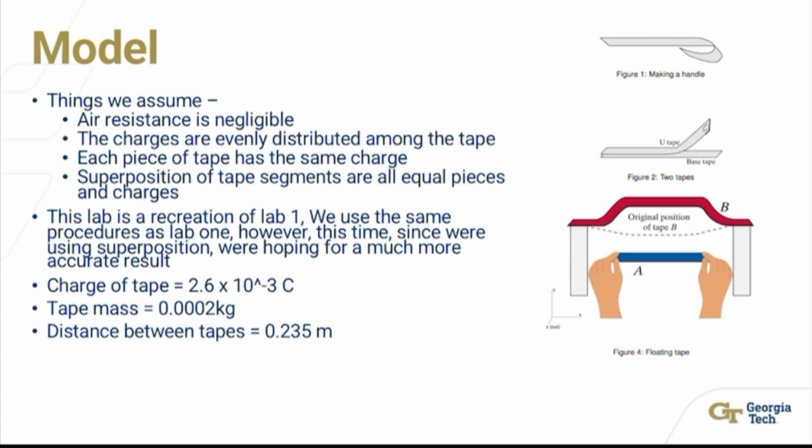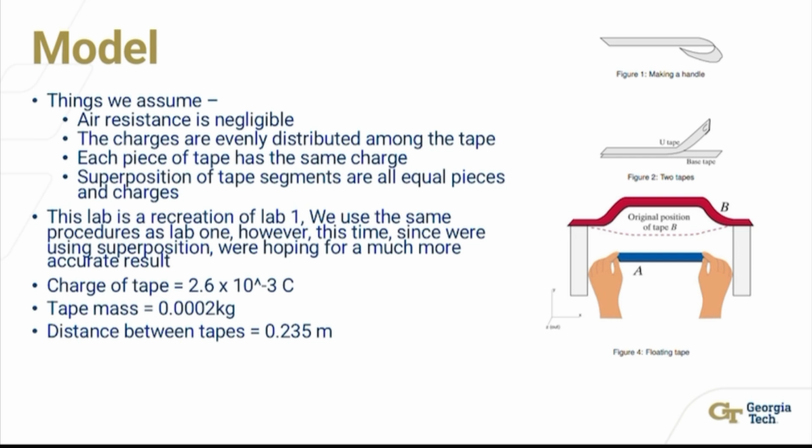For the model of this lab, we want to go ahead and assume some things. We're going to assume that air resistance is negligible. We want to assume that the charges are evenly distributed among the tape. We want to assume that each piece of tape has the exact same charge. We also want to assume that superposition of tape segments are all equal pieces and charges. Obviously this isn't true, but we're running this lab in a perfect world.